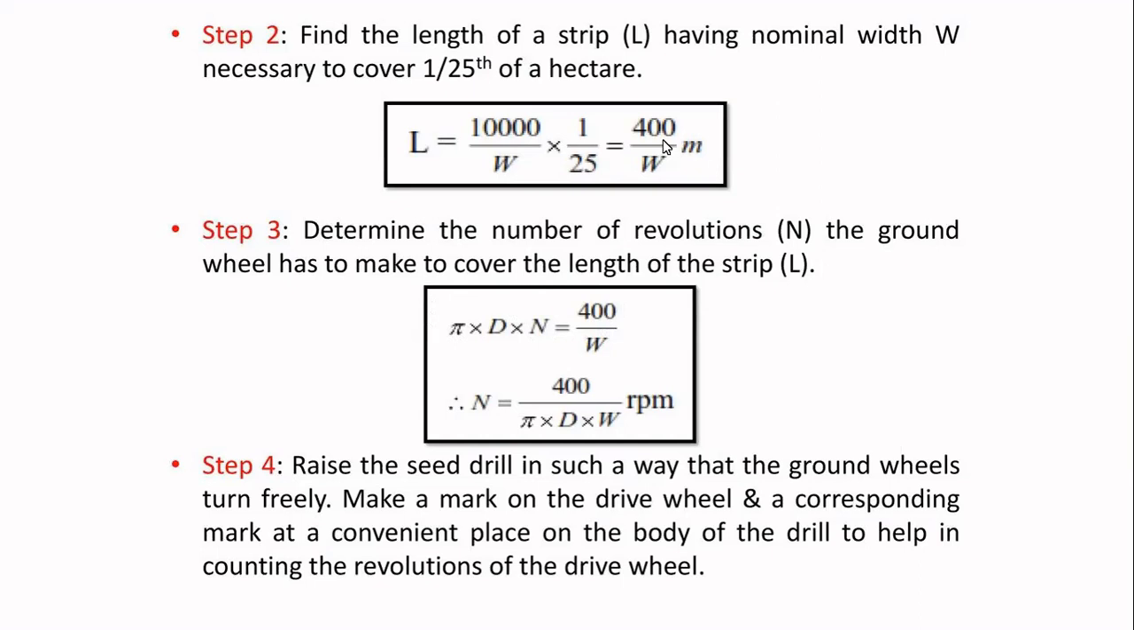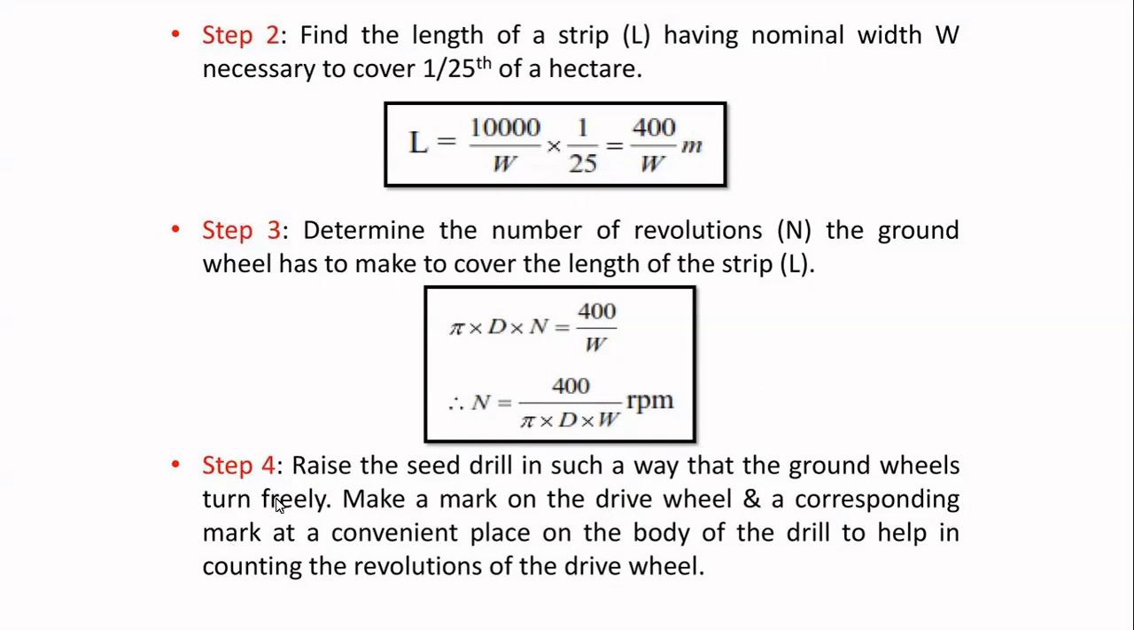This length of travel is also 400 divided by W. Then n should be calculated. Suppose you don't know n, how many revolutions are needed is calculated by 400 over W divided by pi d. This is called rpm. Determine the number of revolutions the ground wheel has to make to cover the length of the strip L.